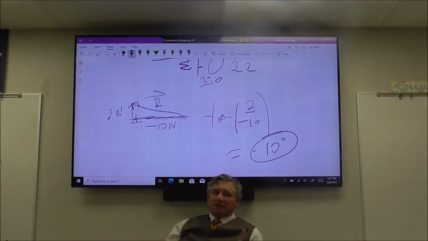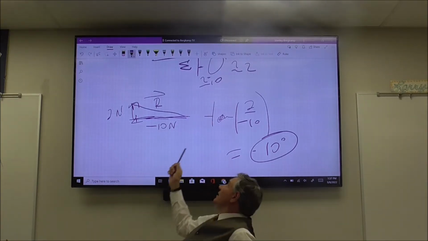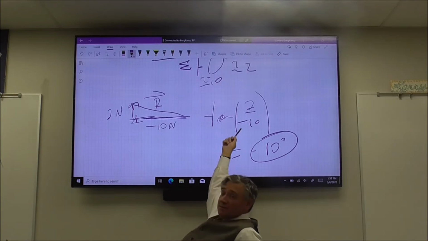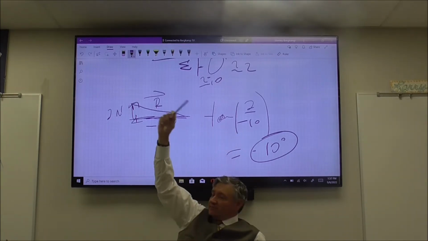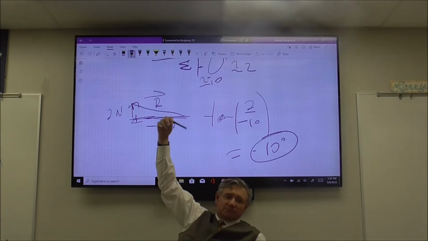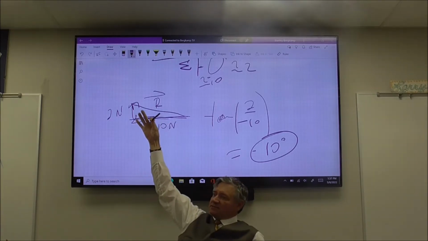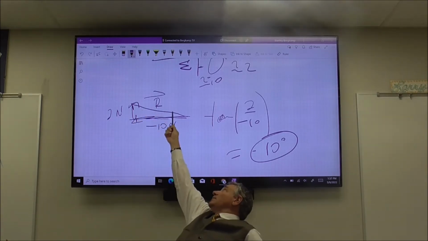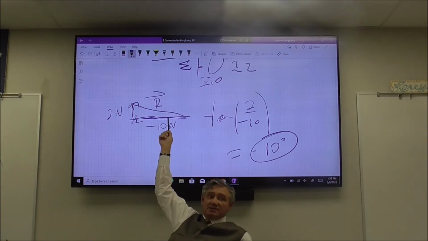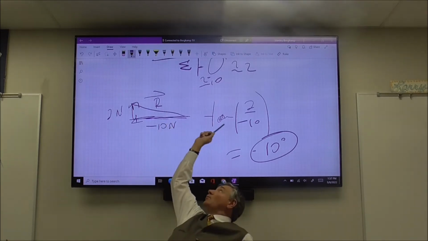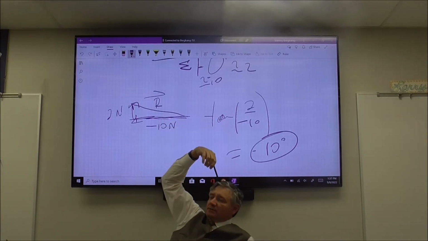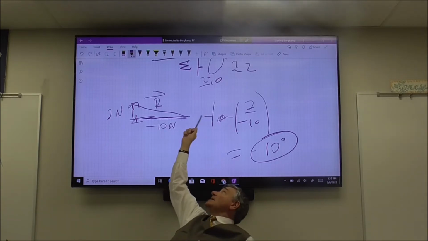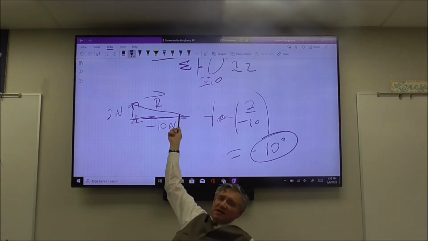However, this is what I would do. I wouldn't even worry about that negative sign. I just find this angle. I just take the inverse tangent of 2 over 10. Your calculator says, hey, that's 10 degrees. Now I know that's 10 degrees, or whatever that is. But if this is 10 degrees, how am I going to define that angle then? Because my angle has to be defined from this positive x-axis.